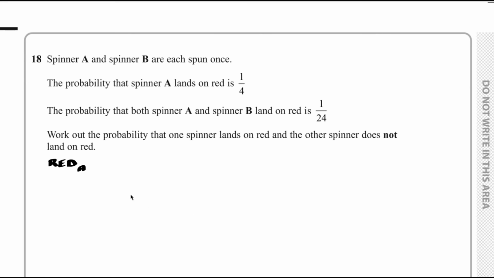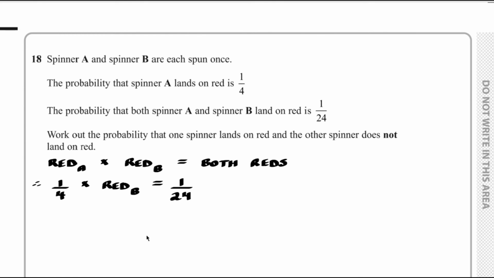So the probability of red from A multiplied by the probability of red from B is equal to them both being red. So we have red A being 1/4 multiplied by red B. We do not know what that is yet. And this is equal to 1/24. So the probability of red from B is 1/6.